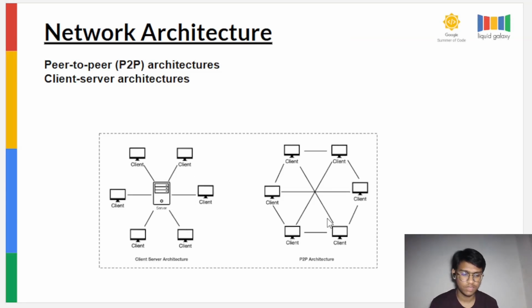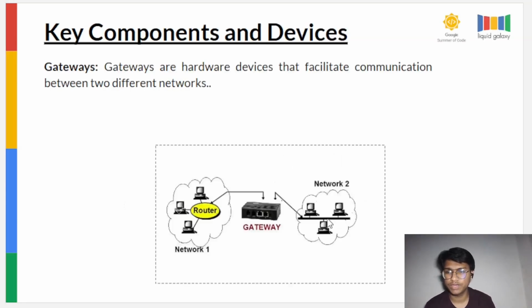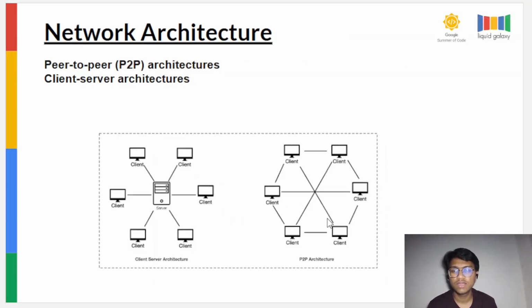Then these are some basic components and devices. Now we will see what the network architectures are, so how the devices are basically arranged in a network. It is network architecture. It may be of two types: peer-to-peer architecture, which is also P2P architecture, and client-server architecture.